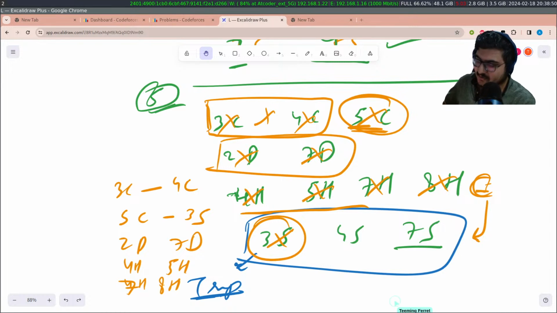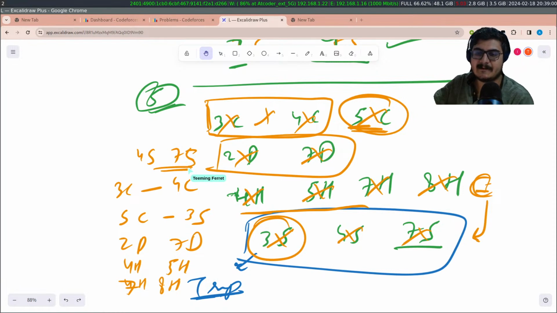Then you can also sort them in increasing order and pair them. So 4H and 7H can be paired. 4S and 7S can be paired. This was essentially the idea.